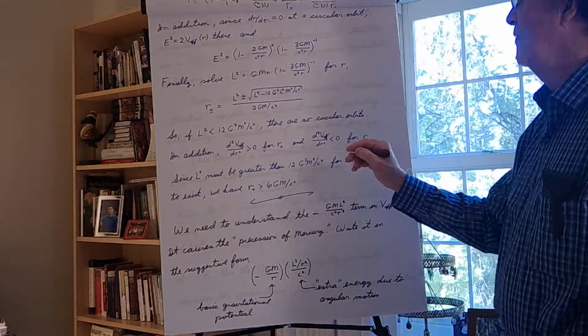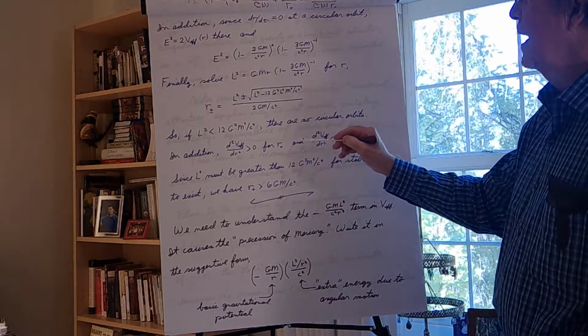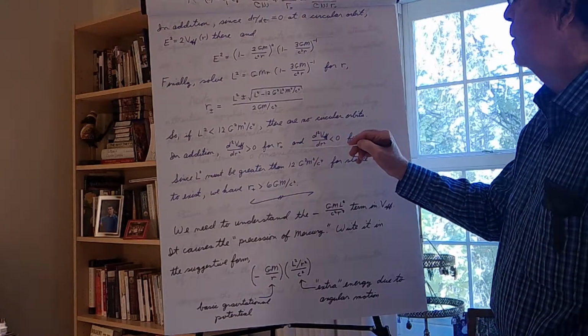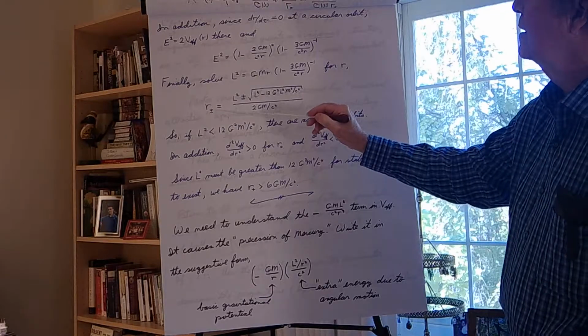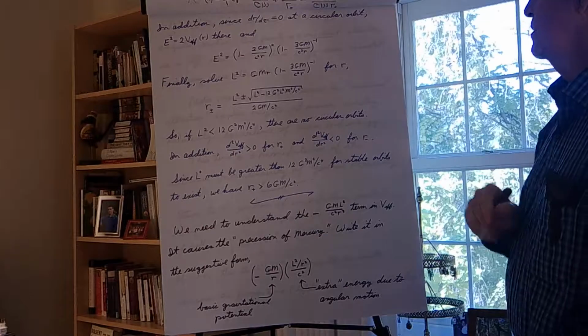Finally, in addition, I have to look for stable ones, and I check that the second derivative of the effective potential is positive for r plus in this, and that in the other case, r minus, they're unstable.